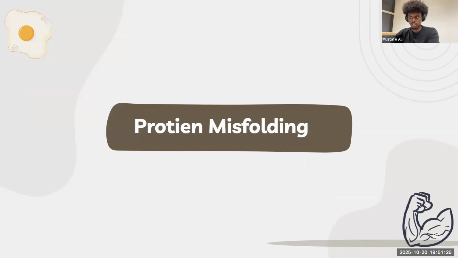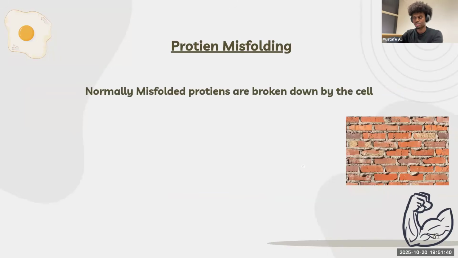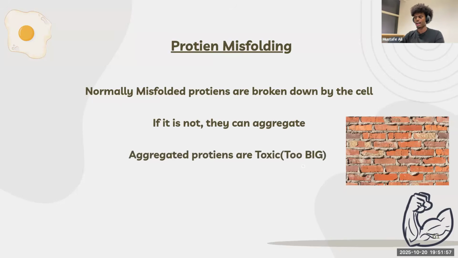Now let's move on to protein misfolding. We talked about protein folding and why that is important. The proteins that were responsible for protein folding were the chaperones. Now, usually in our body, we break down these misfolded proteins, okay? These misfolded proteins, they're not good. And if they are not broken down by our body, they can aggregate. What do I mean by aggregate? Aggregating basically means when proteins stick onto one another and form these big, large complexes. Now, aggregated proteins are toxic.